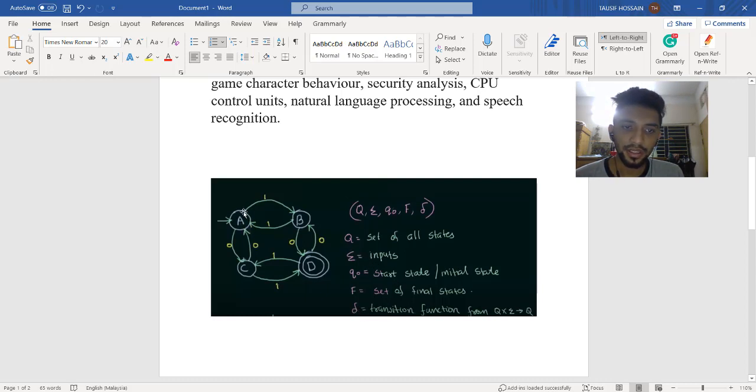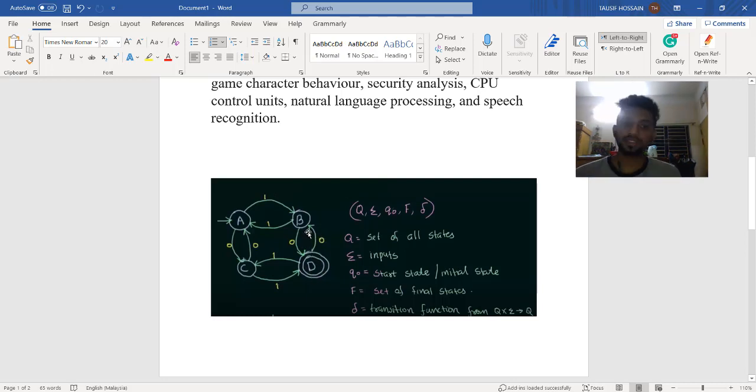Here the round state with the arrow is called the initial state, and it changes the state by taking the input 1 to B, and B changes the state taking input 1 to A. Then A changes the state by taking input 0 to C. That's how this procedure works, and this is the final state.